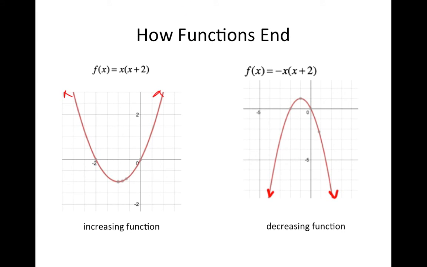First, let's determine how functions end. The function on the left has a positive leading coefficient, so the graph of this function will end going up because it's an increasing function. The function on the right has a negative leading coefficient, so the graph of this function will end going down because it's a decreasing function.